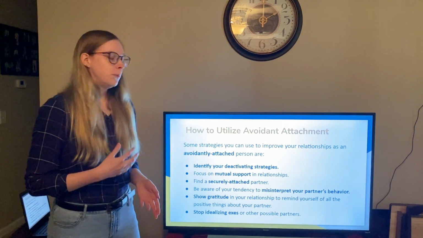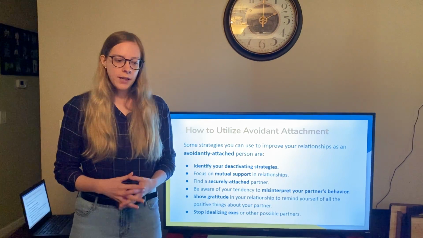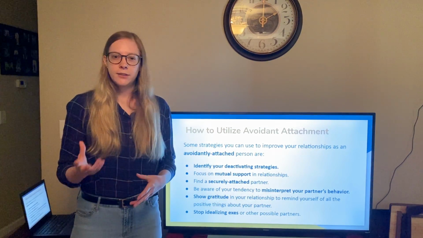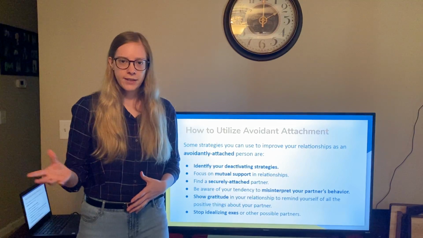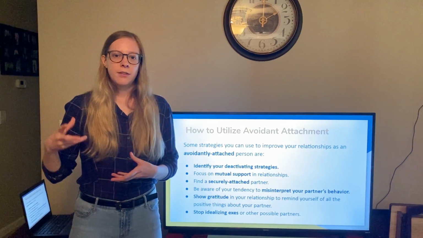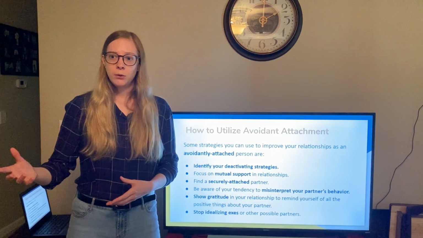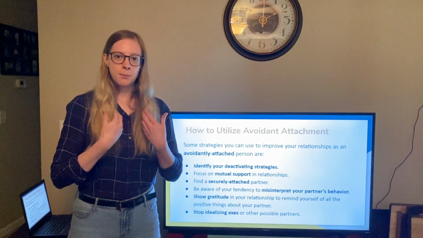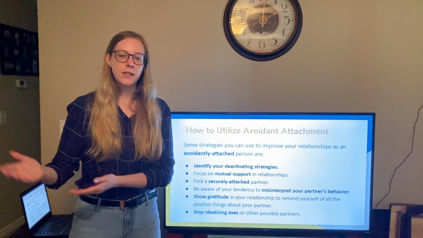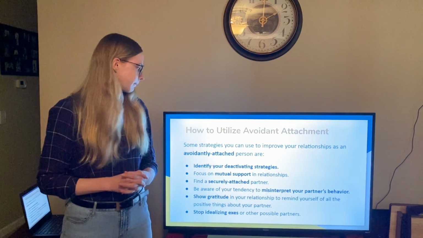Next, focus on mutual support in a relationship. So if you are avoidant and you're dating somebody who's a little bit more anxiously attached, if you just give them the support they need and the reassurance that they're looking for from you, they will not be so anxious, and you can have the independence you need while they have the support they need. So focus on that mutual support.